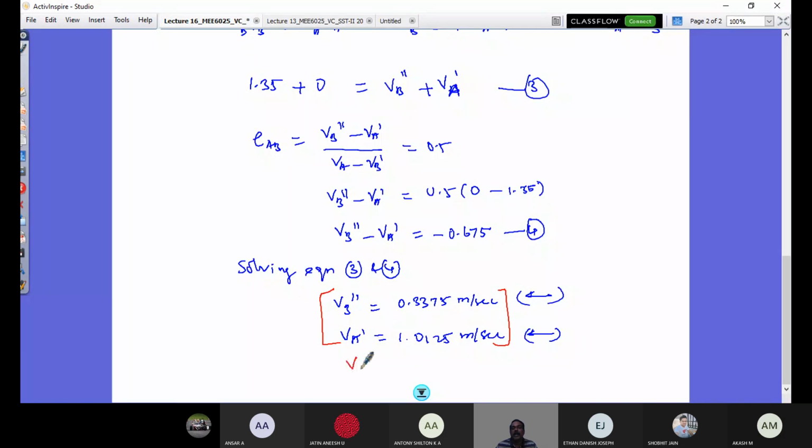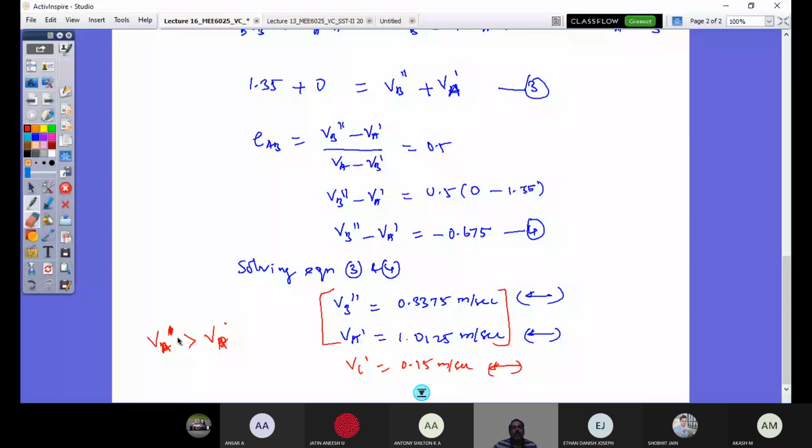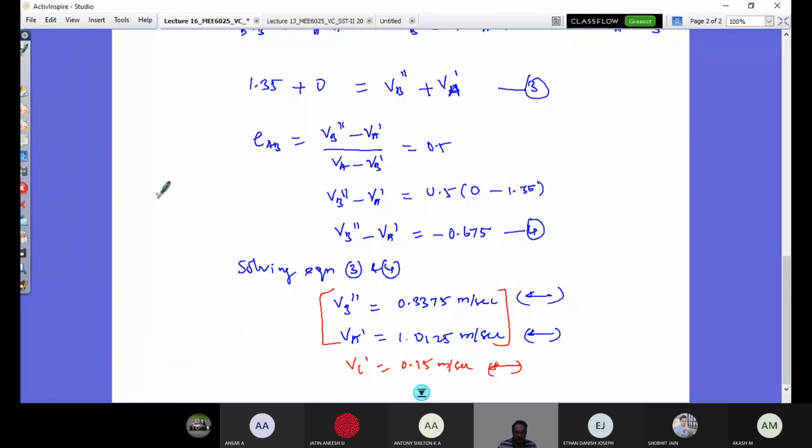And what we had is VC dash, that is 0.15 meter per second, right? So here we have VC dash, which is much smaller than VB dash, which is smaller than VB double dash, right? Whatever velocity that is, this is smaller than VA dash. So there is no further possibility of collision, right? There is no further collision possible. So that's how you can conclude.